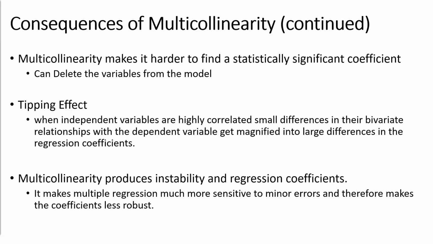When independent variables are highly correlated, we see what's called a tipping effect, where small differences in the bivariate relationships with the dependent variable get magnified into really large differences in the regression coefficients. Overall, multicollinearity produces instability in our regression coefficients. It makes multiple regression a lot more sensitive to minor errors, and therefore makes the coefficients from that regression less robust.